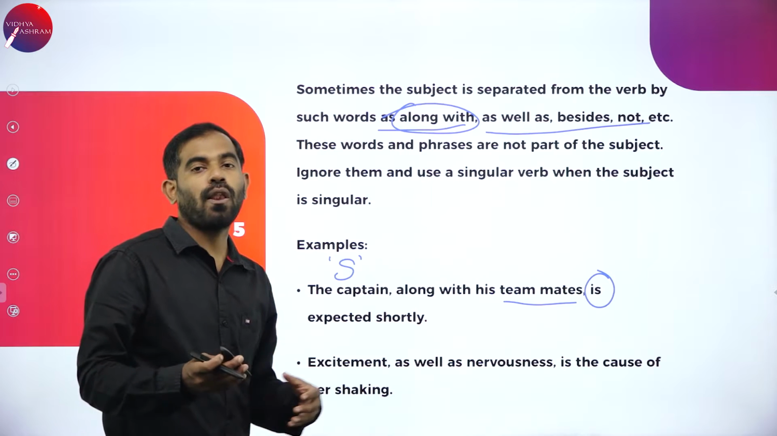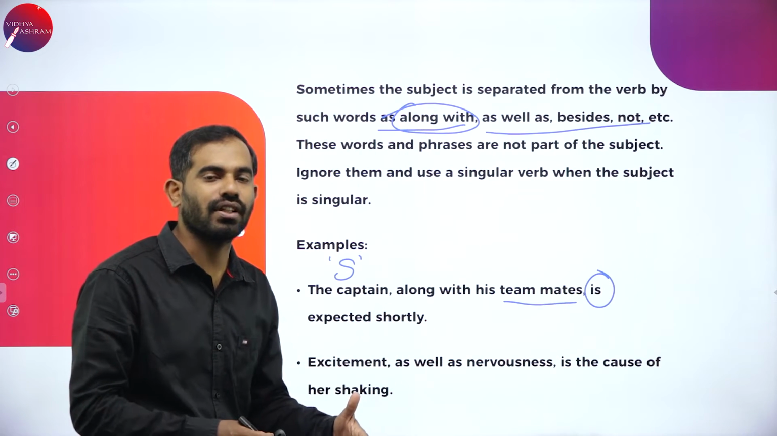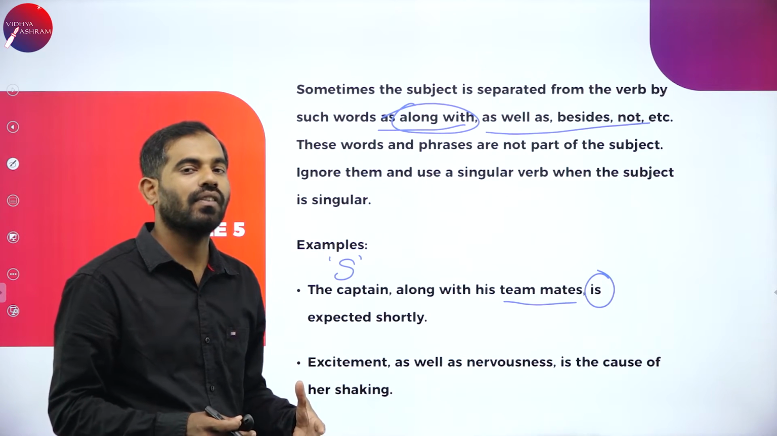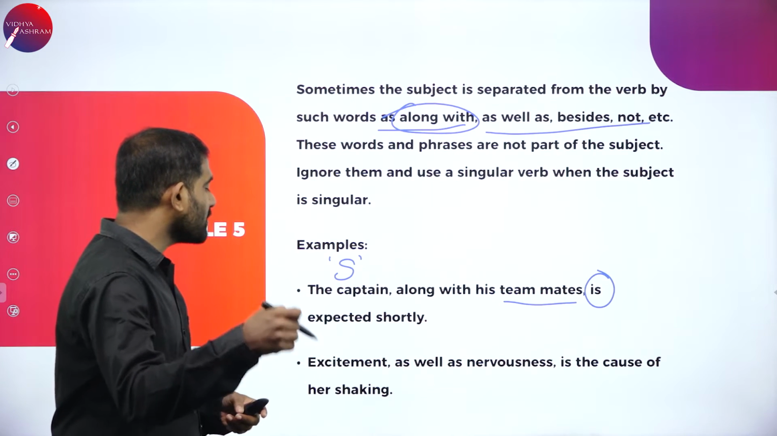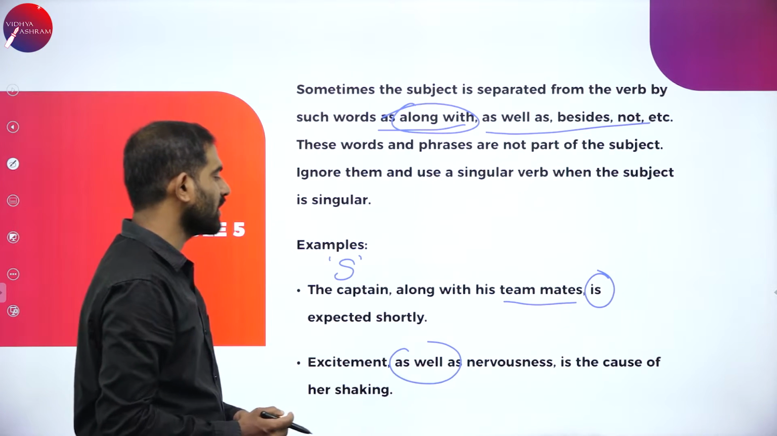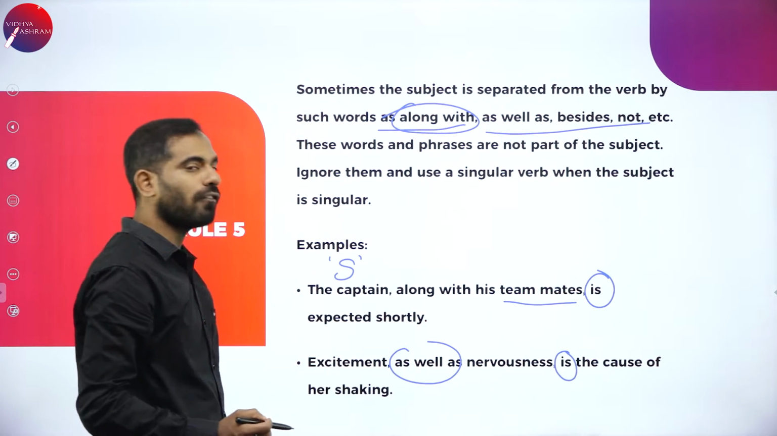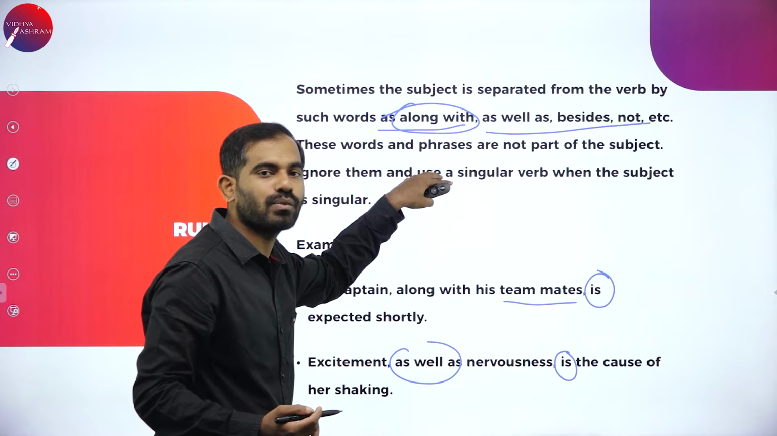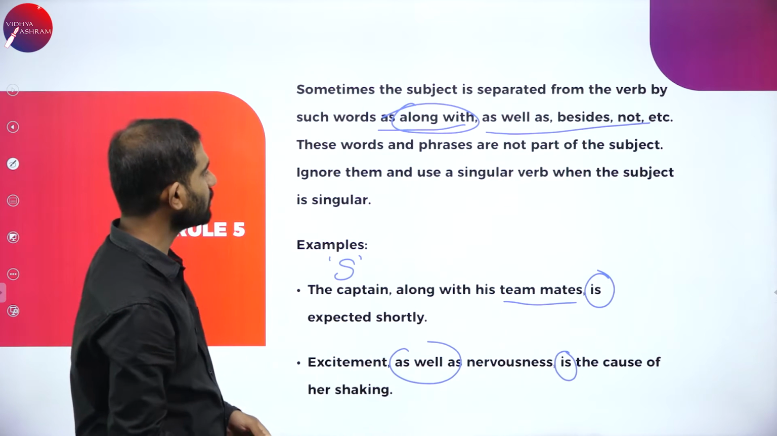The Prime Minister along with his cabinet ministers is attending the session. We are talking about the Prime Minister who is singular. Excitement as well as nervousness is the cause. It is not are the cause, it is the cause of her shaking. I'm just describing these words using these examples or sentences.